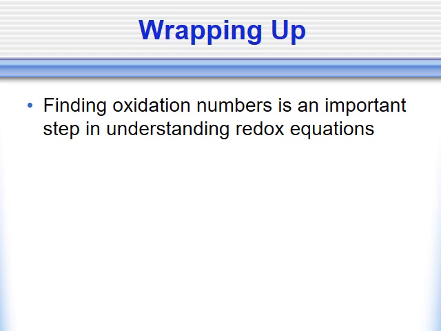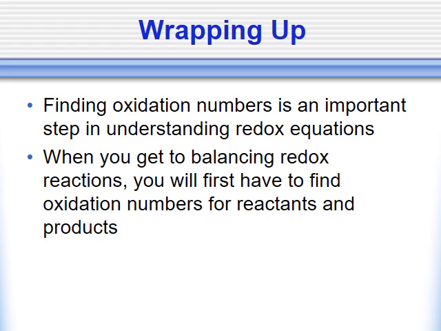Finding oxidation numbers is a vital first step in understanding how redox reactions work, and when you balance redox reactions later, the first thing you'll have to do is find oxidation numbers for the reactants and the products.